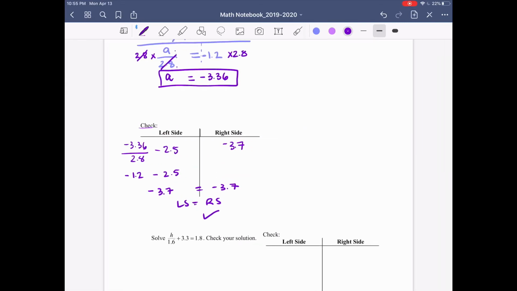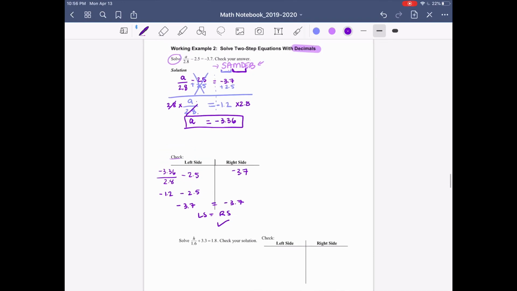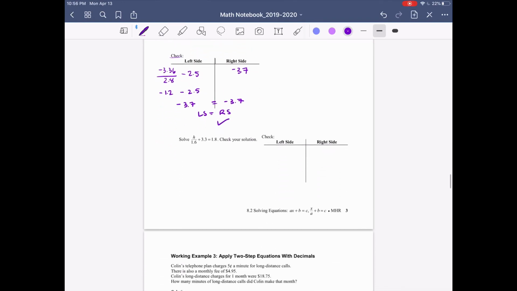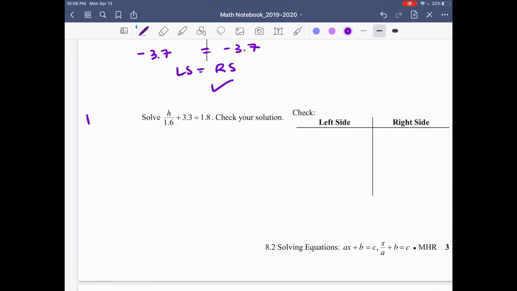All right, so I want you guys to pause the video and try this one out on your own using the same method, okay, which is SAMDEV, to solve the question.